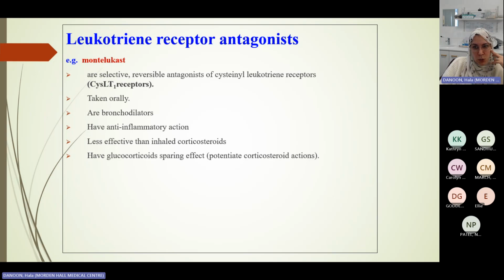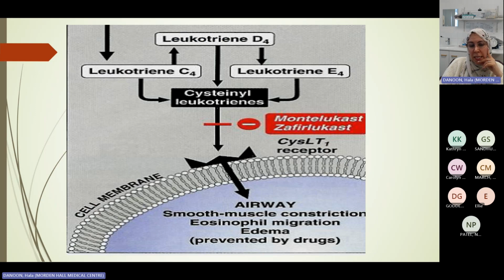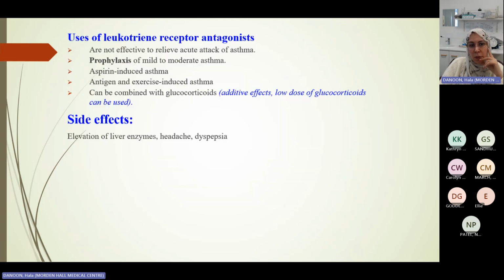Montelukast is the one that is mainly used in the UK. It is taken orally. It can give the effect of bronchodilation, has anti-inflammatory action, is less effective than inhaled corticosteroid, and has a glucocorticosteroid sparing effect. Okay, so it's not effective in everybody though. It can have an effect on certain people. So we trial it for 28 days. If they find that it is giving them good symptom relief, we continue. If there's no symptom relief, we stop.